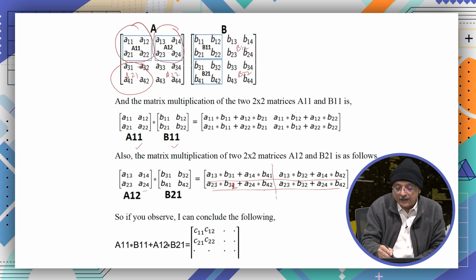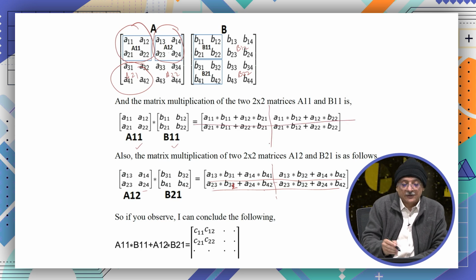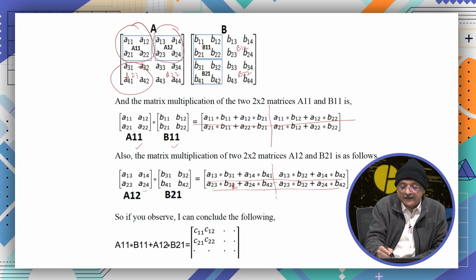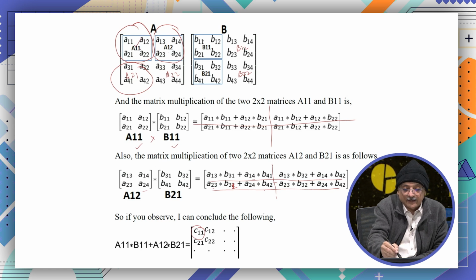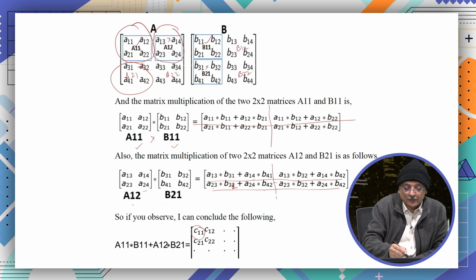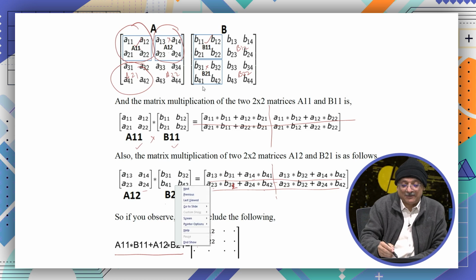So we are getting these 4 separate elements. Here also we are getting 4 separate elements. All right, so if we combine this element with this element, we will get C11. So in a nutshell, if I multiply this A11 with B11, this matrix with this, and this A12 with B21, what are we effectively doing? We are effectively computing C11, C12, C21 and C22 from these multiplications.